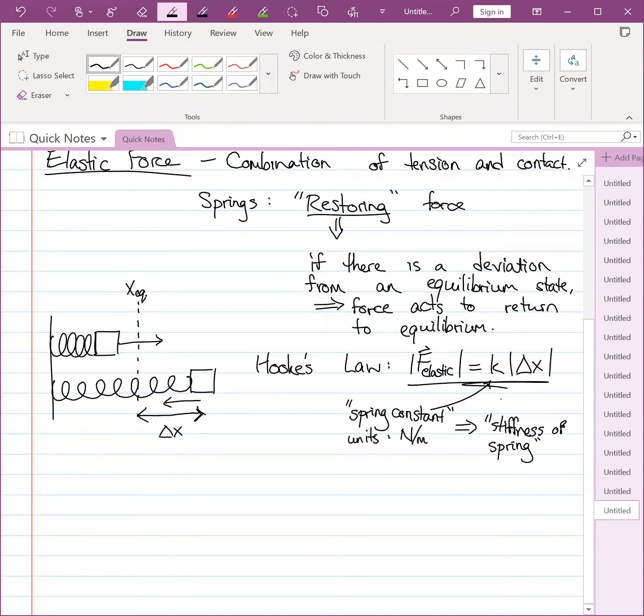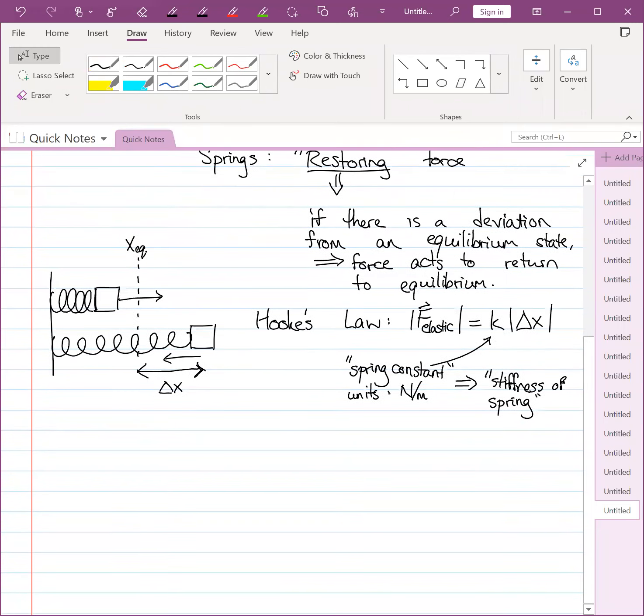So this is great. This is a formula that tells us about the magnitude of the force, but we can do even better. We can actually write a vector equation for Hooke's law, which doesn't just tell us about the magnitude, it also tells us about the direction of the force. We can write it as the elastic force is equal to negative k times delta x, with a vector. Now delta x really means x minus x equilibrium.